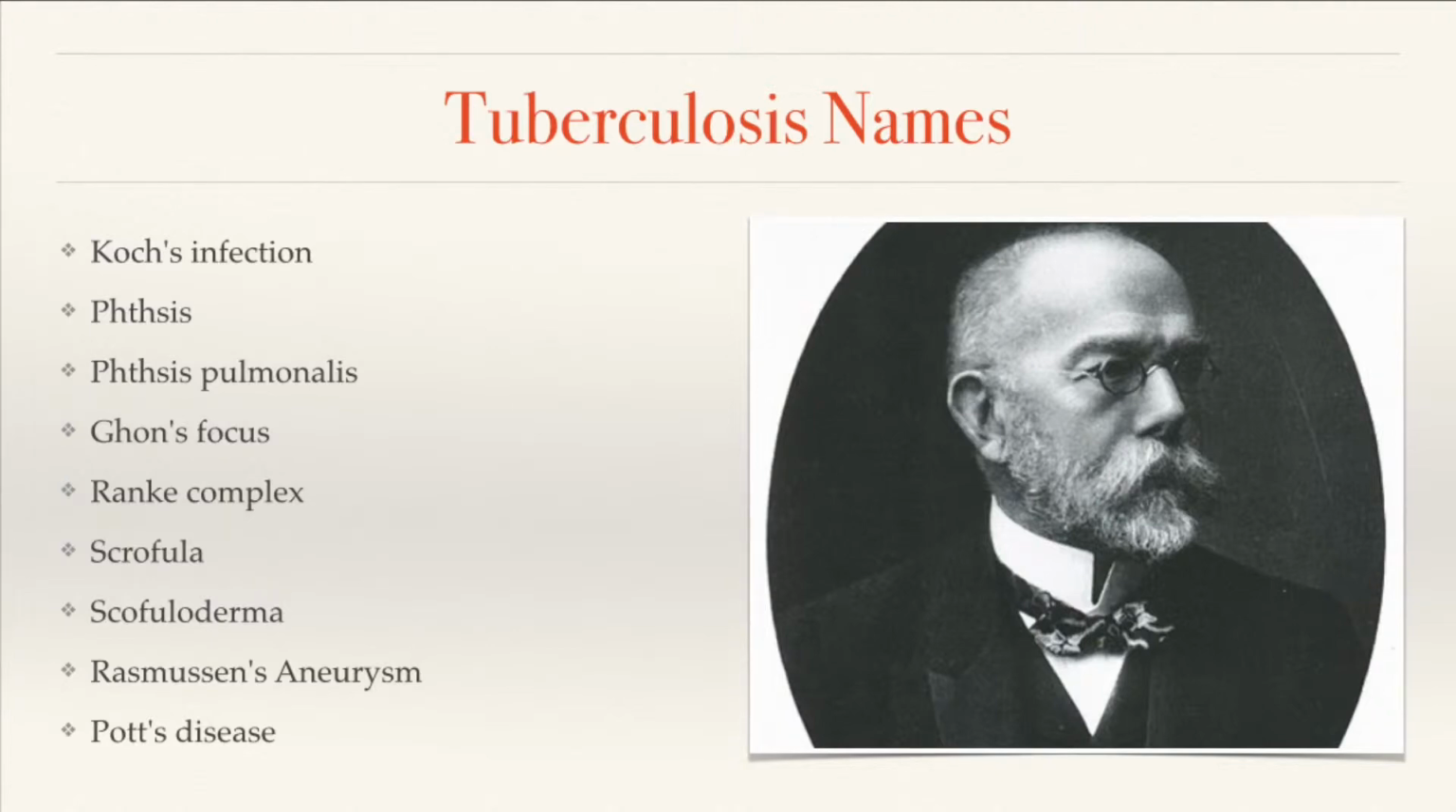Based on the observations of other scientists and physicians, the radiologic examinations began to have names attached to them, such as the Ghon focus and the Ranke complex. Presentations of tuberculosis outside of the lungs also have different names, such as scrofula or scrofuloderma, which is tuberculosis in the lymph nodes, and Pott's disease, which is tuberculosis in the vertebrae. Rasmussen's aneurysm is the presentation of tuberculosis when there is blood in the sputum.